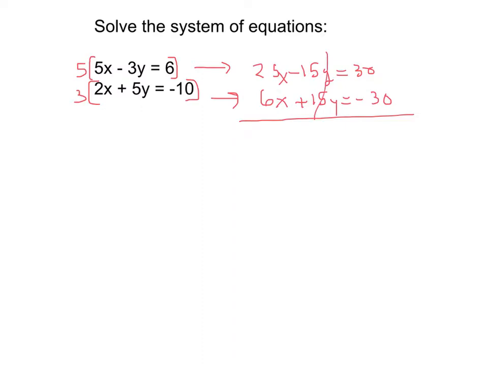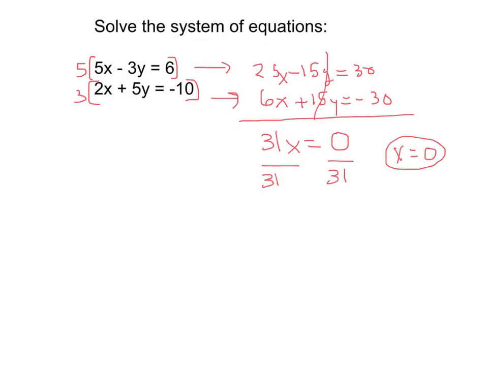Once I have that, I can go ahead and add these two equations together and my y's cancel. So I get 31x. Now in this case, I have 30 and -30, so I get 0, but that's not a problem because when we divide both sides by 31, we just get x is equal to 0. Perfect. So far we have x is 0, but we're not done because we also need y.